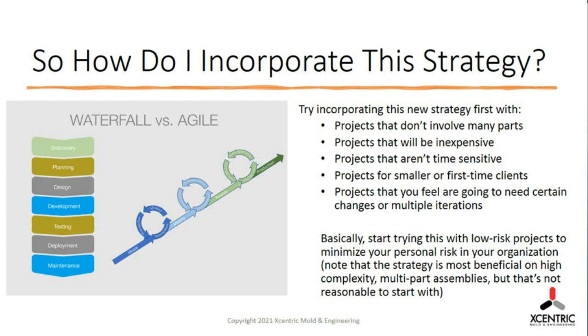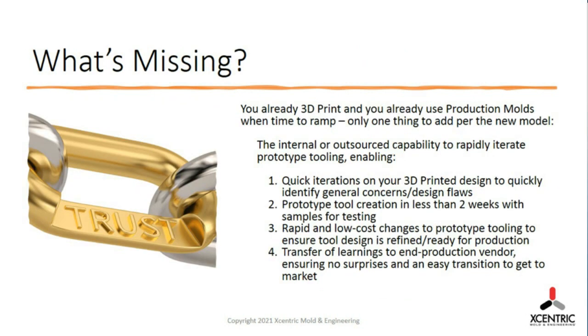So what's missing, right? We've talked about the traditional product development process. We've talked about the Agile product development process in terms of how it's going to be beneficial, especially in your market. And I would say, how hard is it going to be to implement, right? And that's why I ask what's missing, because you internally have already told me that you guys 3D print. And obviously you use production molds when it's time to get hundreds of thousands, millions of these parts to market. So that means you're only missing one thing, right?